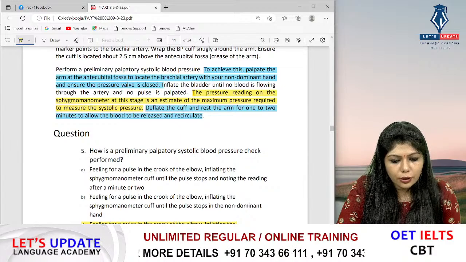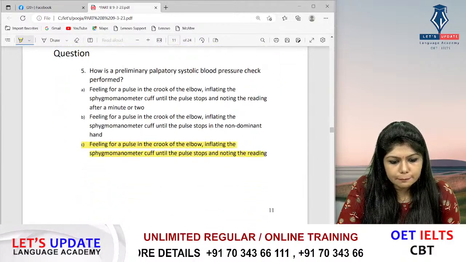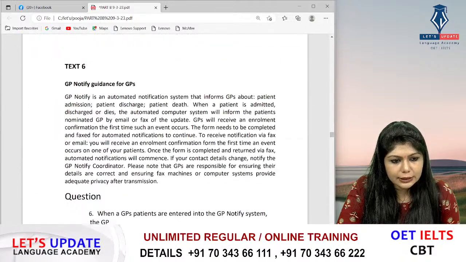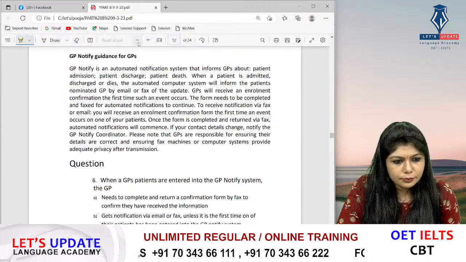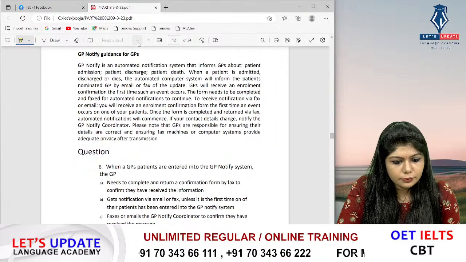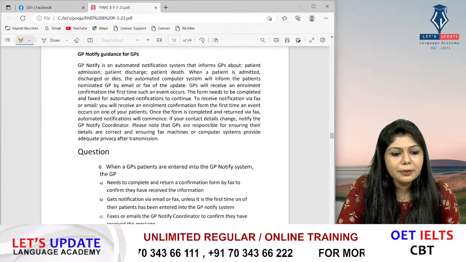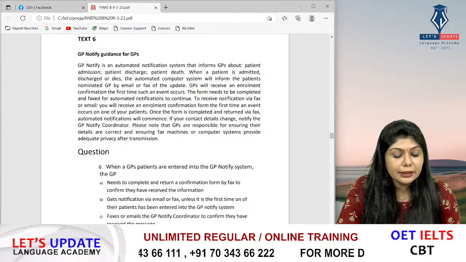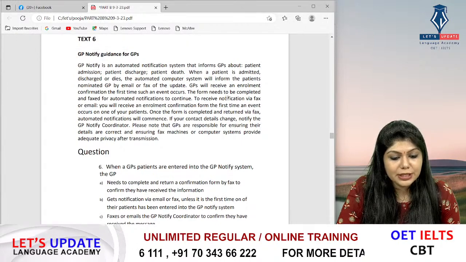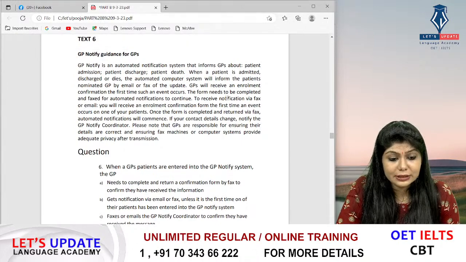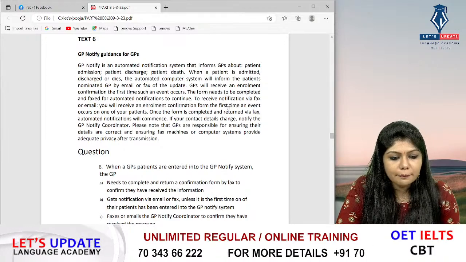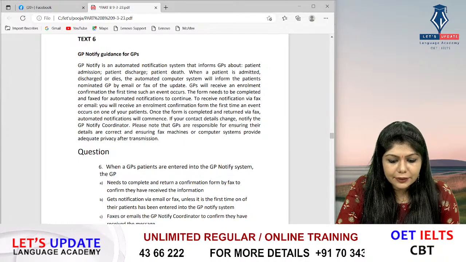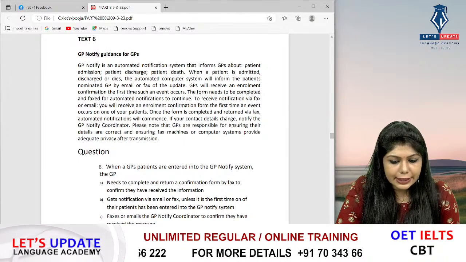So now moving on to the next question, the last question, part B. GP Notify guidance for GPs, and the question is: when GPs' patients are entered into the GP Notify system, the GP, what does he have to do? I'll give you a minute to read the extract and then we'll discuss the answer.